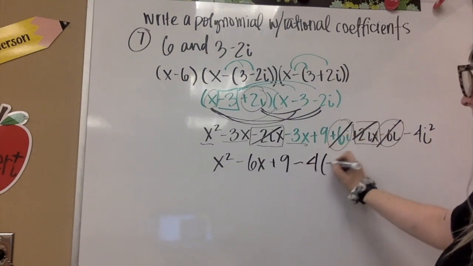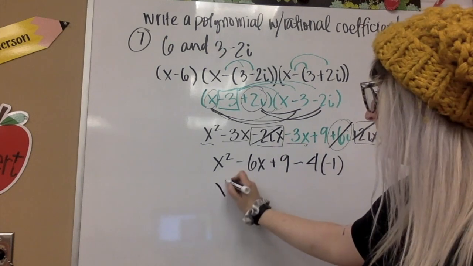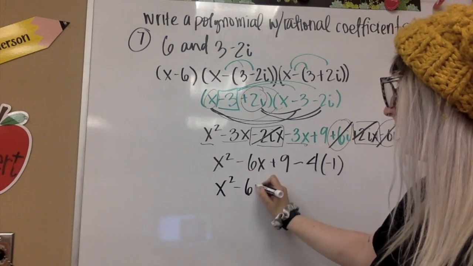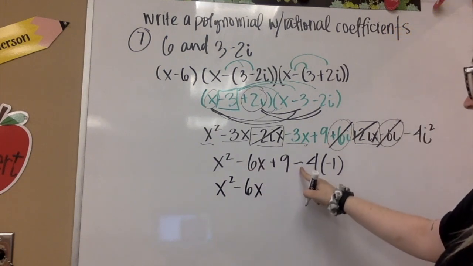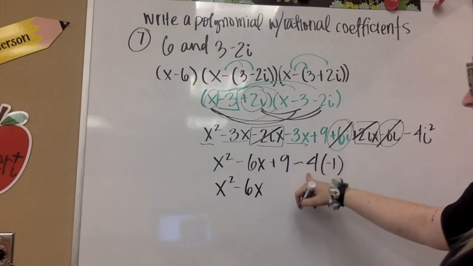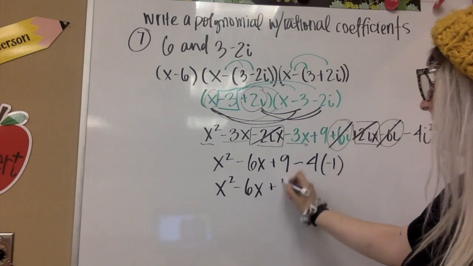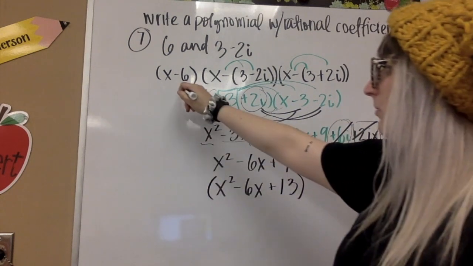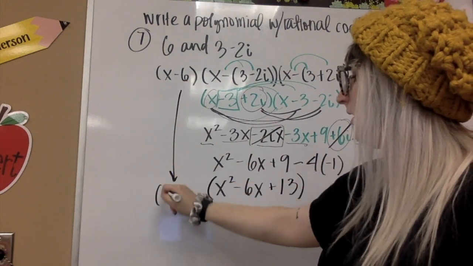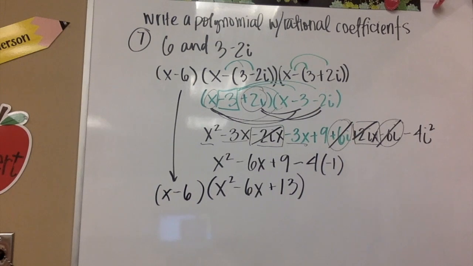Now remember, i squared is the same thing as negative 1. So I'm going to rewrite this one more time as x squared minus 6x. Now 9 minus 1 times 4 is going to be a negative 4, so it's 9 plus 4, which is plus 13. Alrighty, then I'm going to bring down this x minus 6, and now I'm going to multiply this binomial by this trinomial.